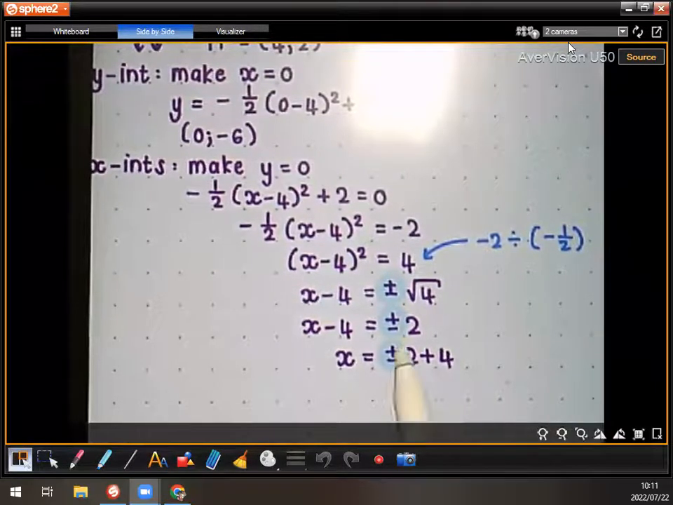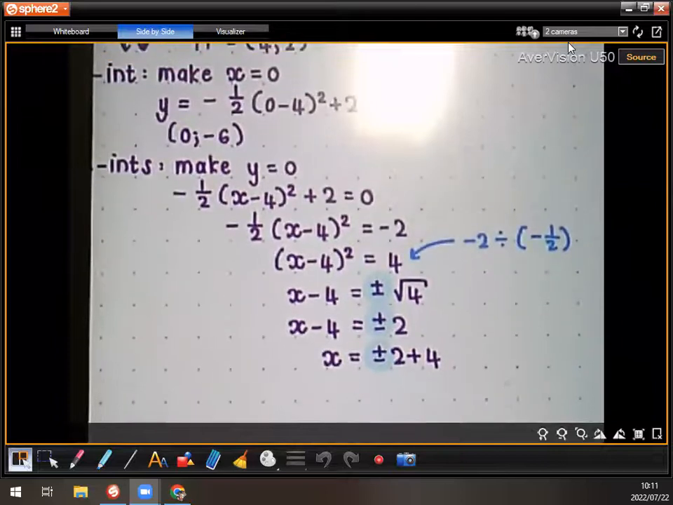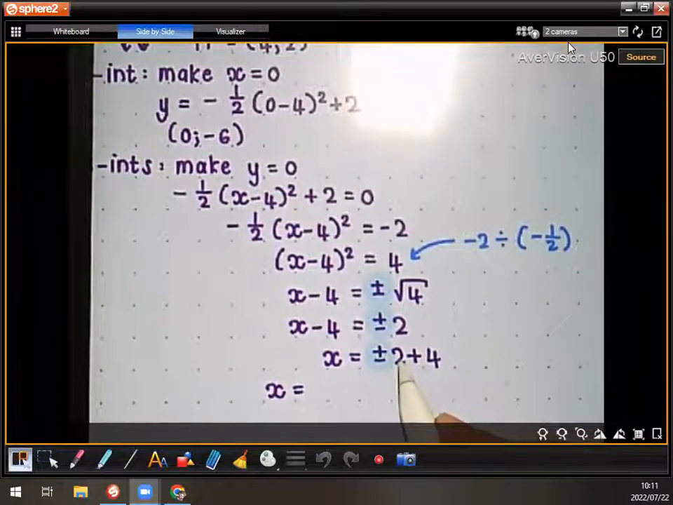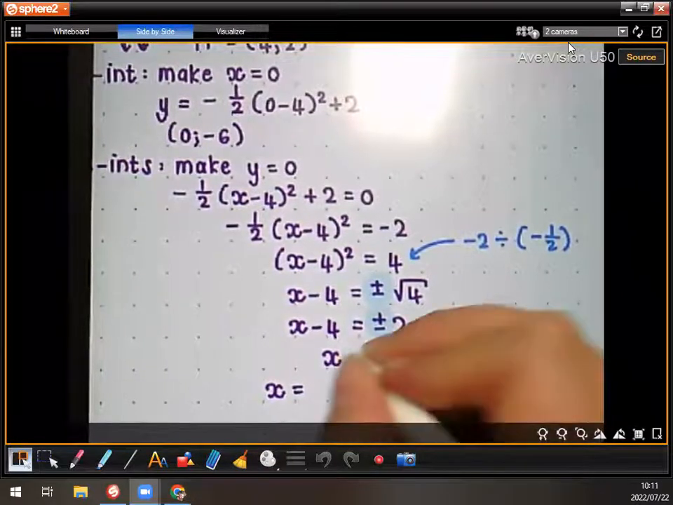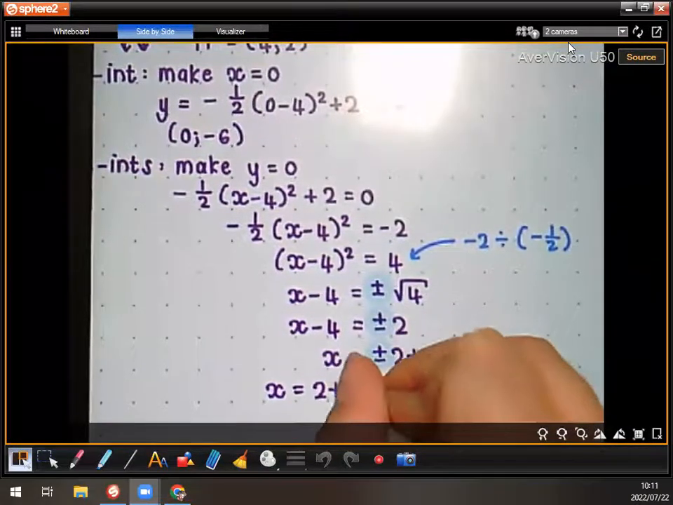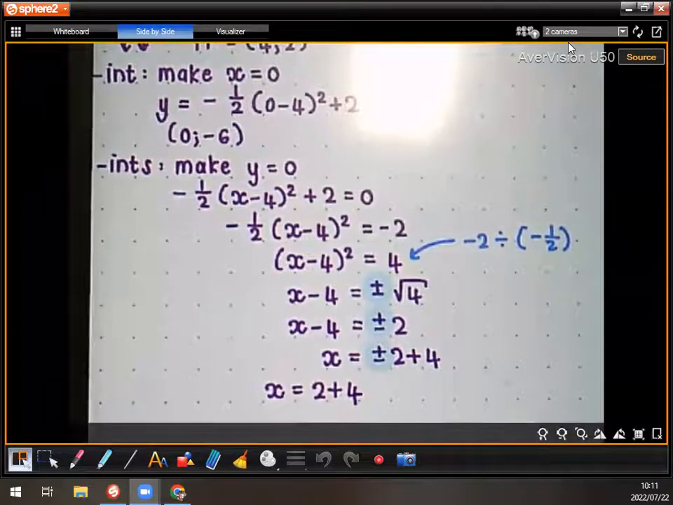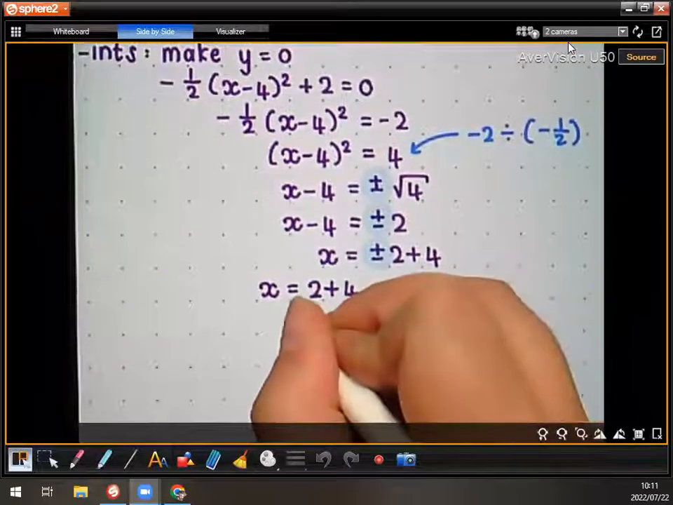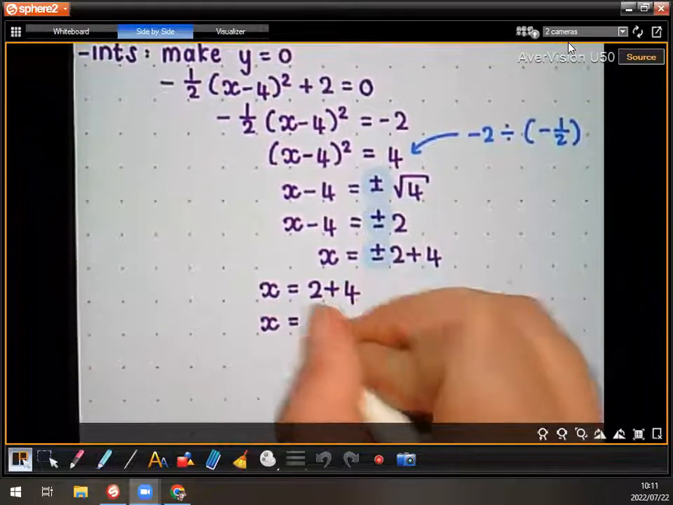Now what this means, guys, is you're actually going to be doing 2 calculations. So you're going to have x is equal to positive 2 plus 4. Or just 2 plus 4, right? We don't normally write that plus. That's the number. So that will give us our 1 x-intercept, which is 6.